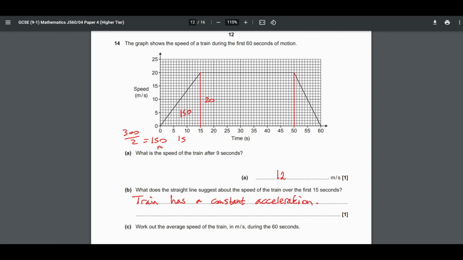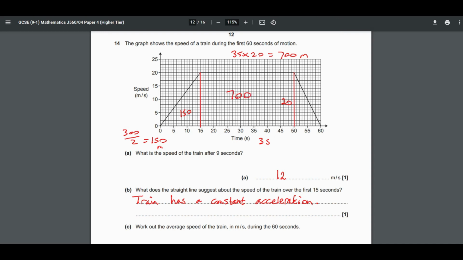The second shape is a rectangle, 35 times 20. So 35 times 20, 700. So this is 700 meters for this distance in here.